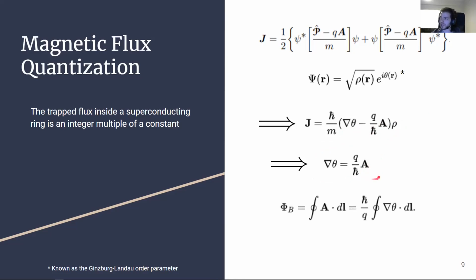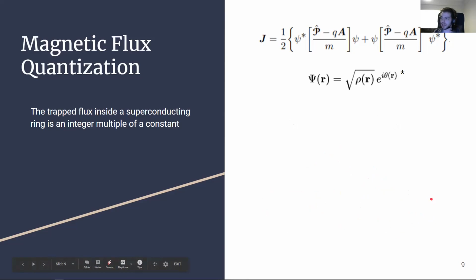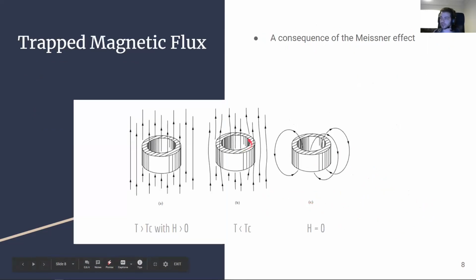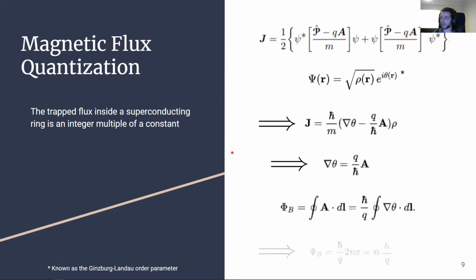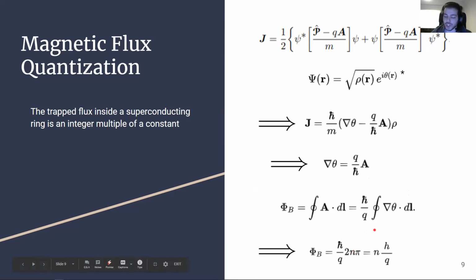Now we know the magnetic flux through a loop is the integral of the magnetic vector potential on the loop. If we use this relation for this integral, what we get is h bar over the charge times the integral. But remember where we are taking this integral. Here, we just had a ring, correct? So this is just a ring. So the integral of the phase divergence would be just n times 2 pi, any integer multiple of 2 pi.